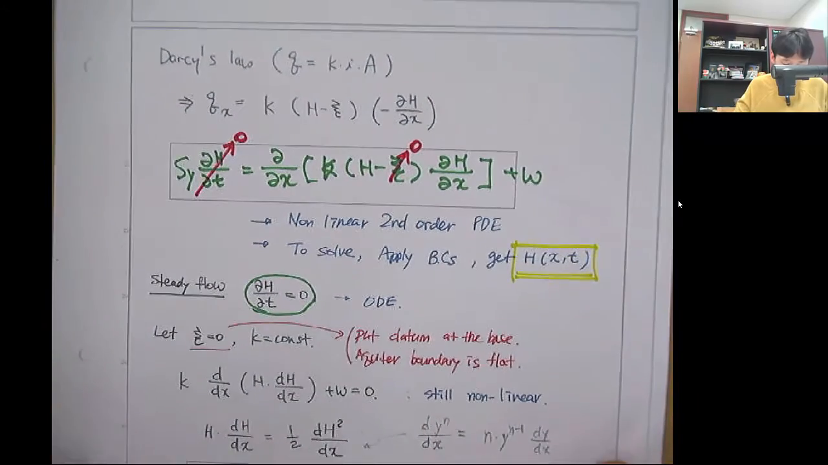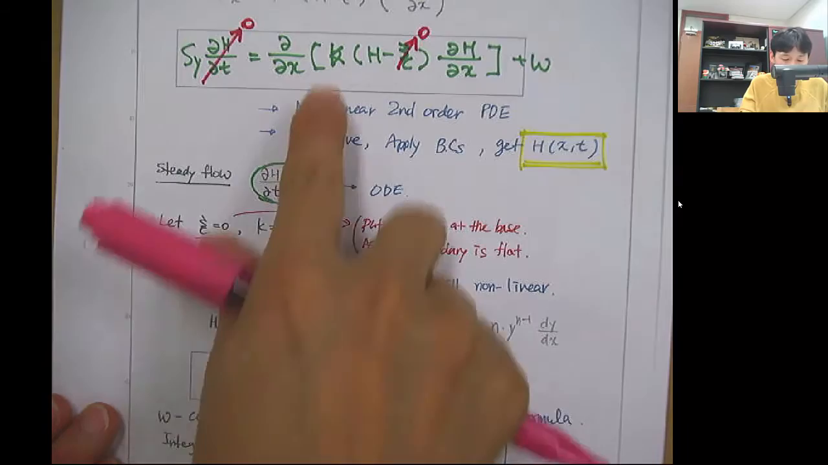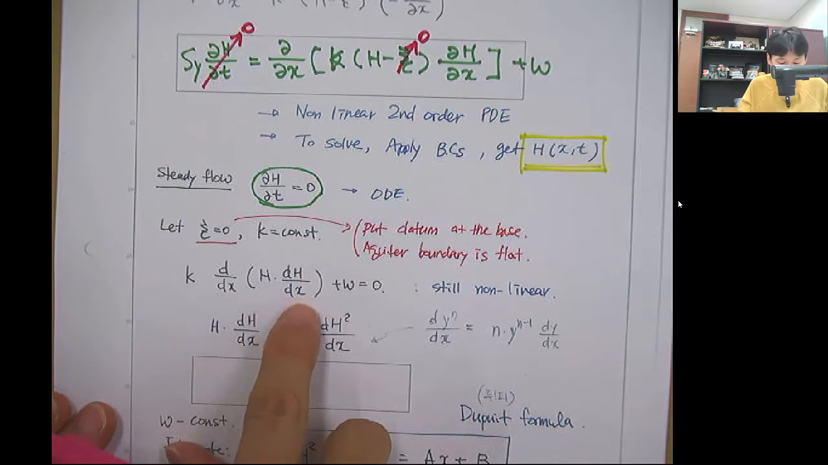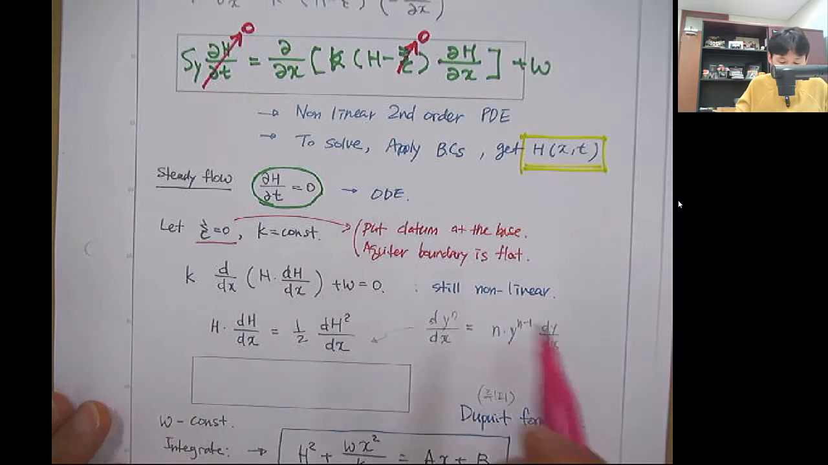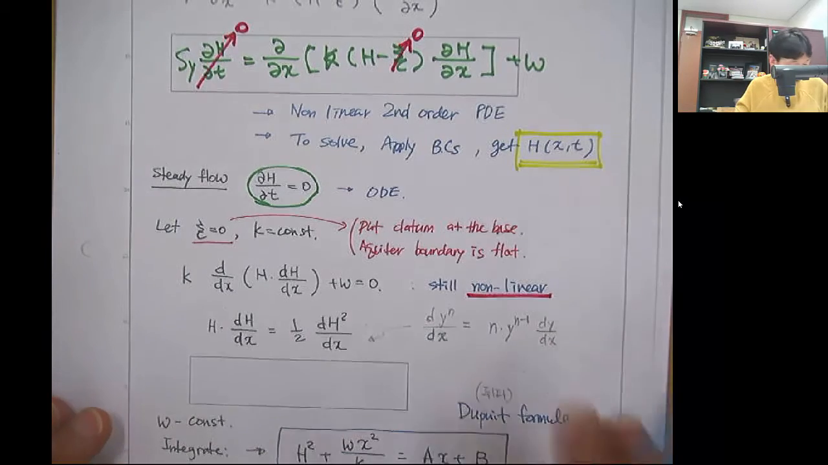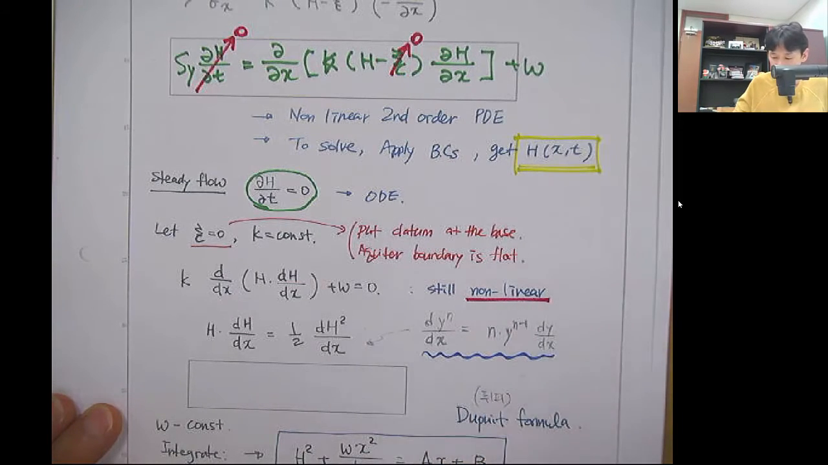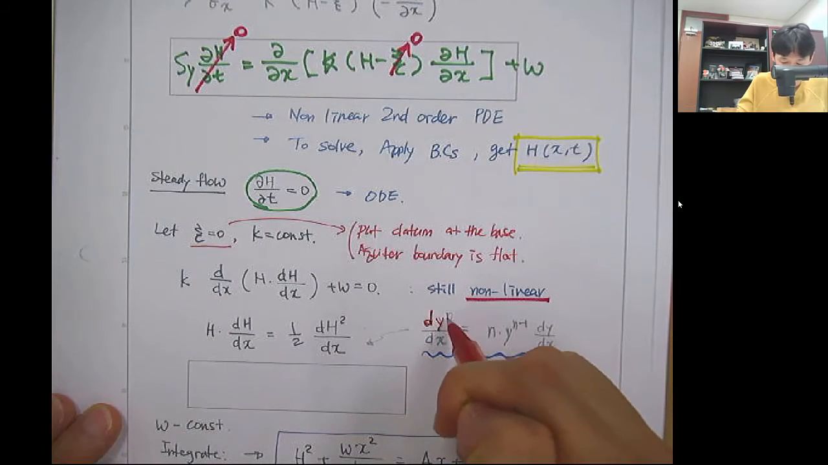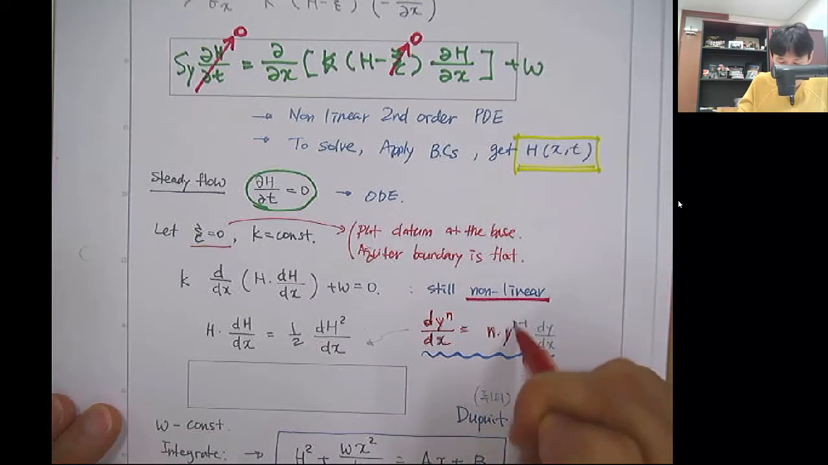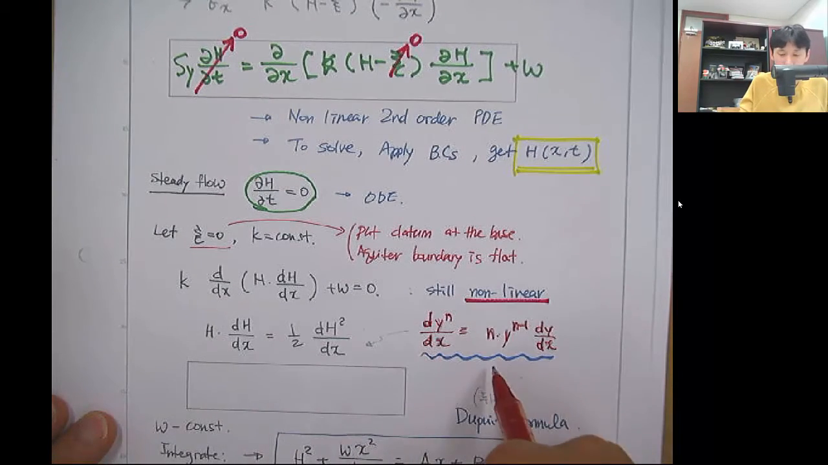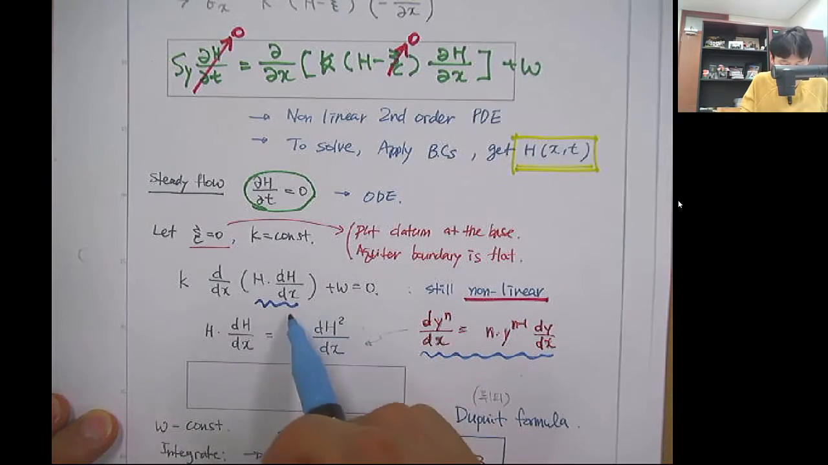Eta becomes 0, so that equation becomes K times, and you can take the K out of the parentheses, so K times d/dx of h times dh over dx, plus W equals 0. Still it's a nonlinear equation, so we have to do something more. h times dh over dx is actually 1 over 2 times d(h squared) over dx, using the chain rule. So we know that d(y to the n) over dx is n times y to the n minus 1 times dy over dx. Using this relation, here n is 2 in this equation, then you can manipulate and get this equation. So then h times dh/dx can be replaced with this.